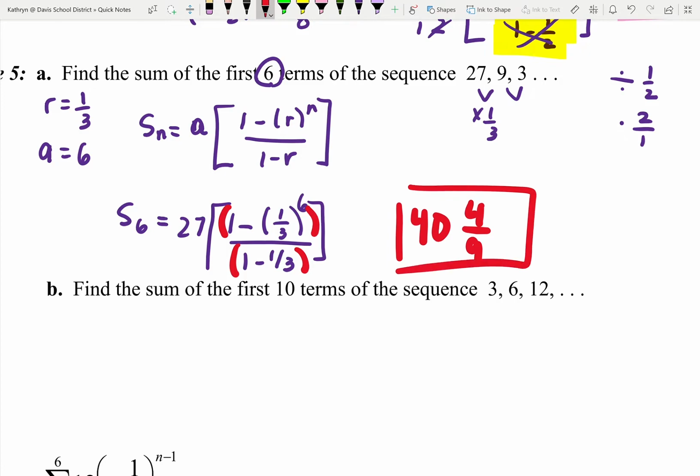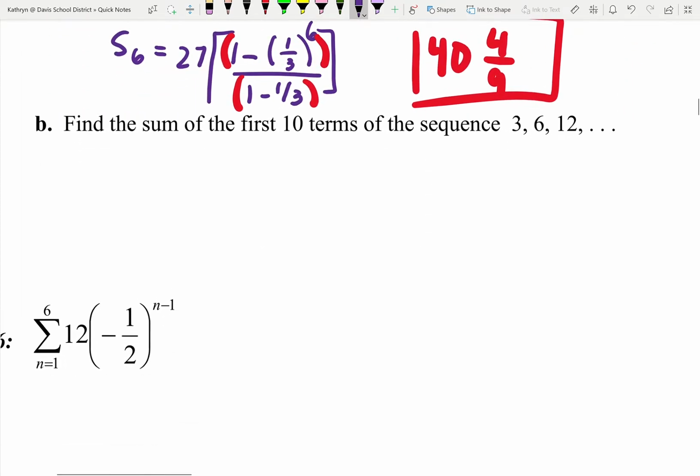There are definitely problems where they're going to say, do not write this in decimal form. So if you get a weird decimal, just hit that second PRB. Hopefully it will give you a fraction, okay? Sometimes it does, sometimes it doesn't. Okay, find the sum of the first 10 terms.